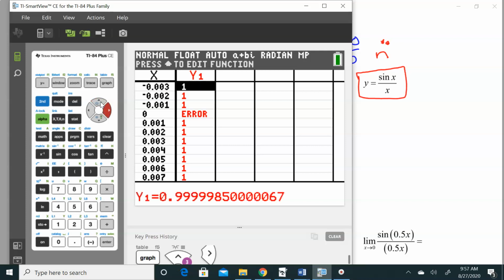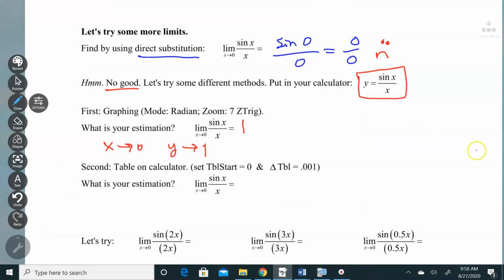If you notice, if you bring it over here, it's not exactly 1. So when I'm at negative 0.003 and 0.002 and 0.001, it shows 1 on the calculator, but they're really not. If you look at the bottom of the screen here, you can see it's a little bit different. But every time I get closer to x equals 0, I'm getting closer to y equals 1, even though here it says error, because it gives you 0 over 0. It should be an error, but not for limits. So that's pretty neat that we've seen on our table that the limit here is 1.